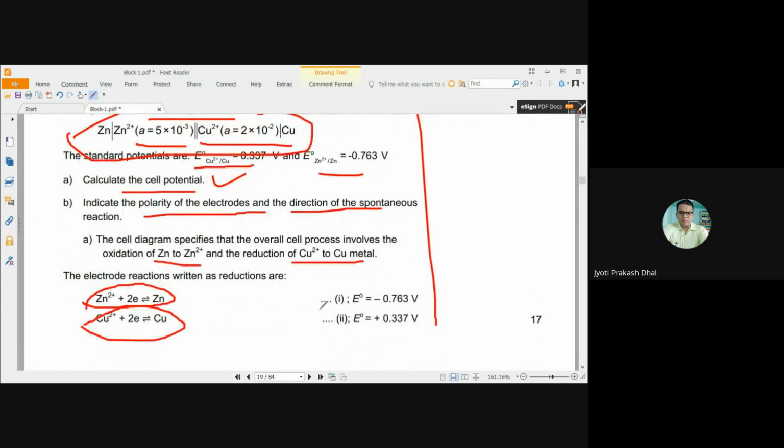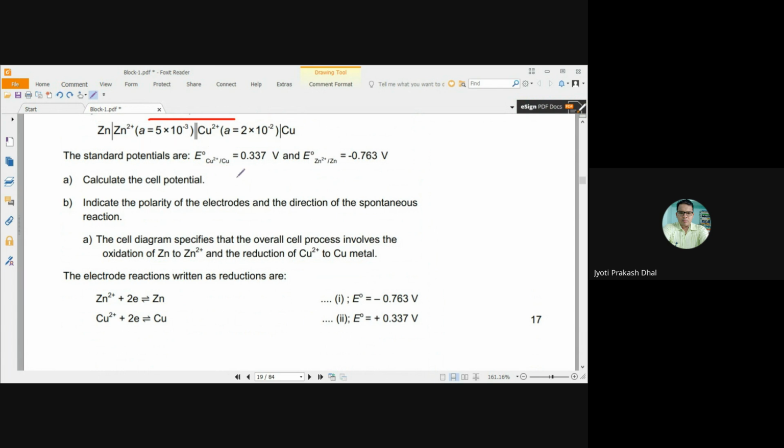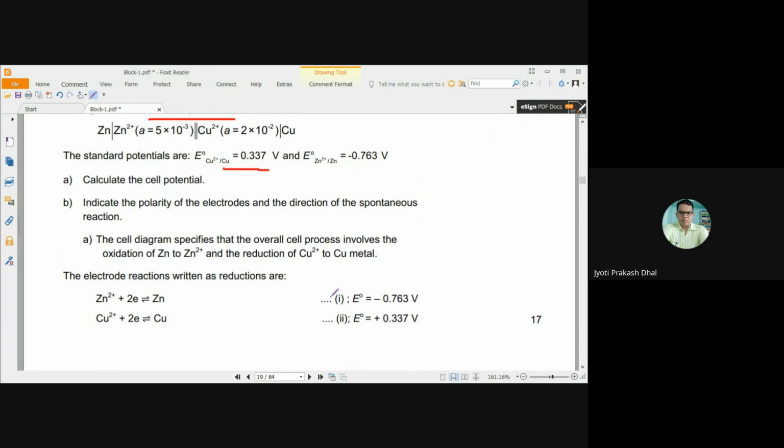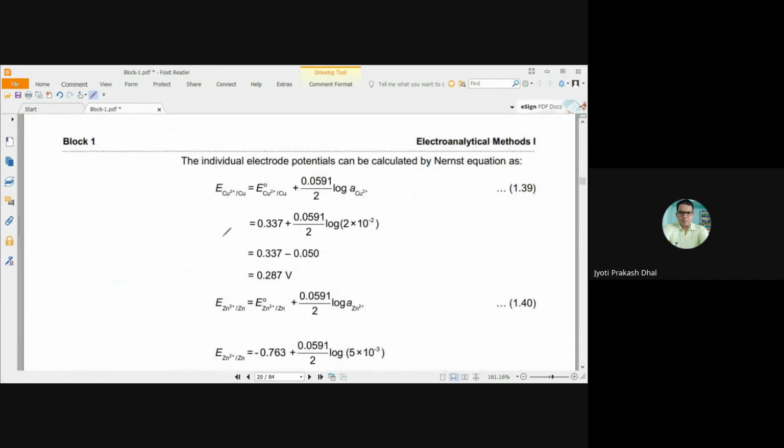So here in both the cases the standard reduction potentials are given. For zinc, E naught equals minus 0.763, and in case of the copper half cell E naught equals plus 0.337 volt, and hence the individual electrode potential can be calculated using the Nernst equation.